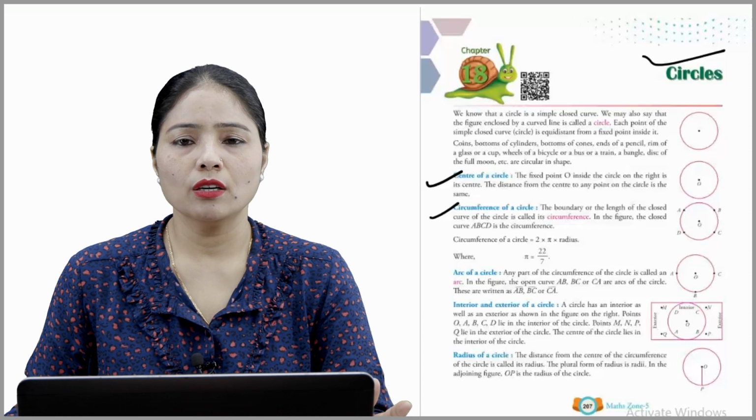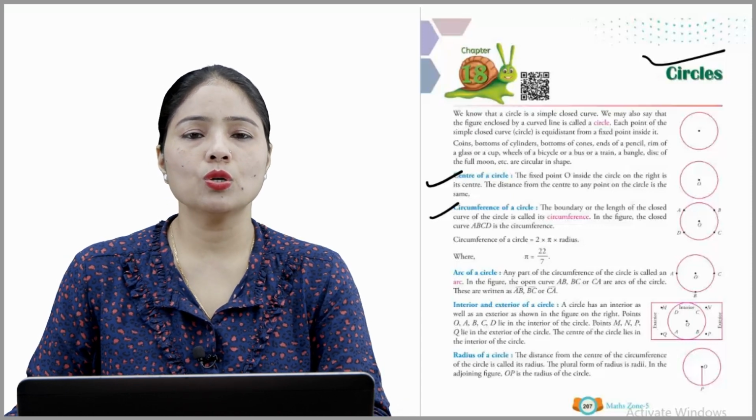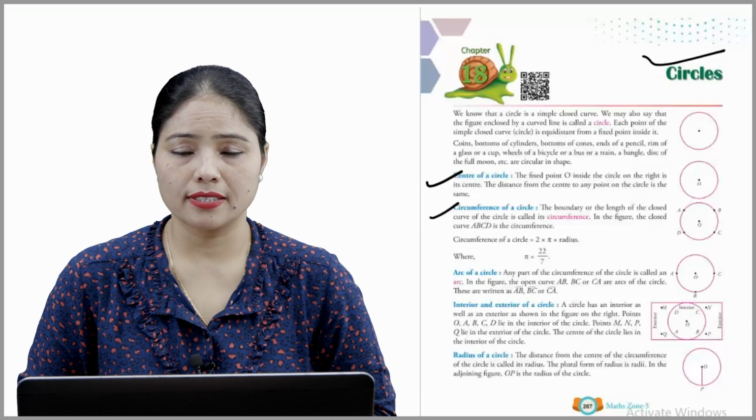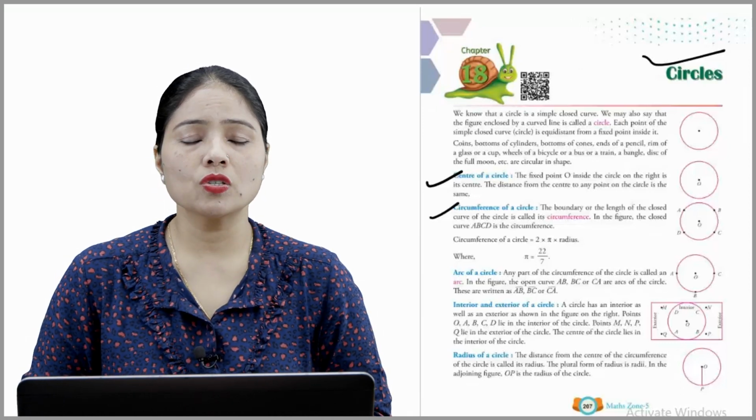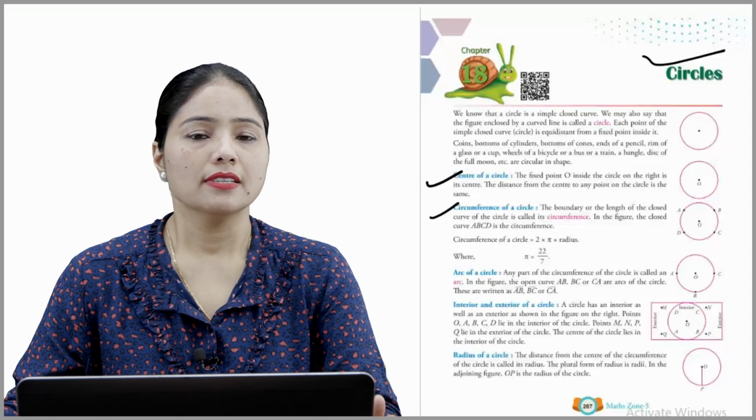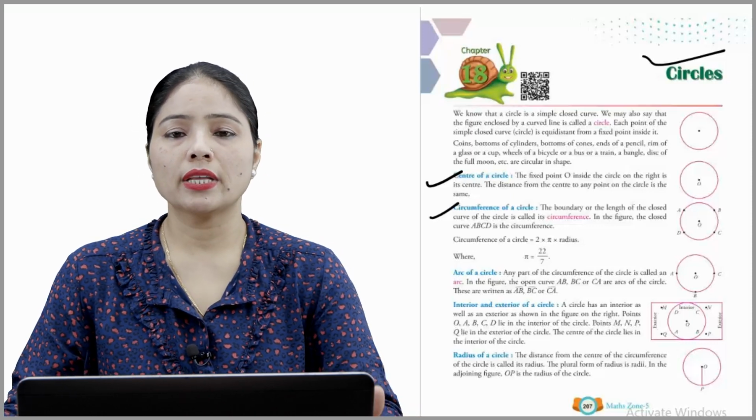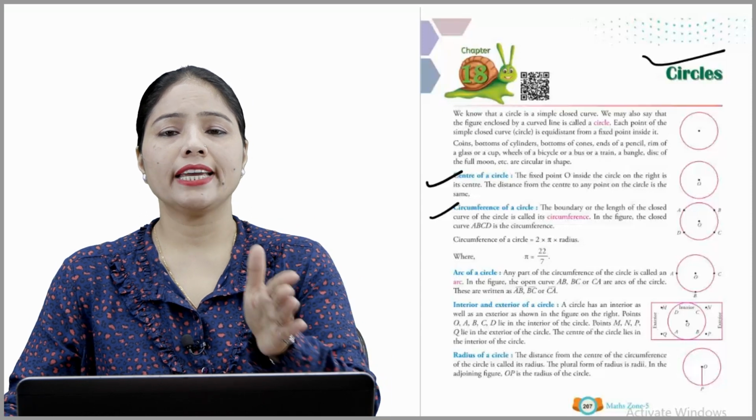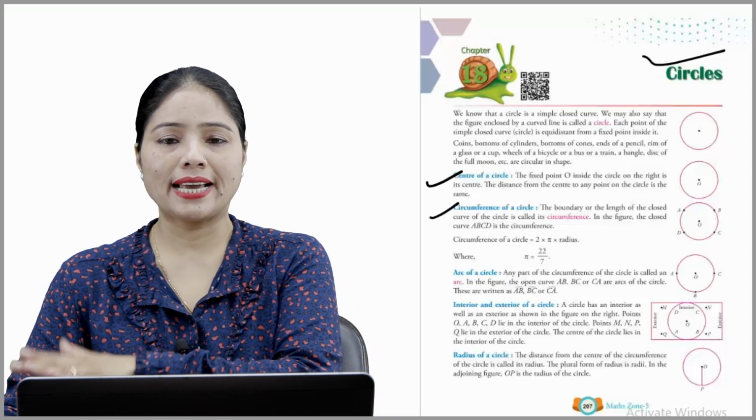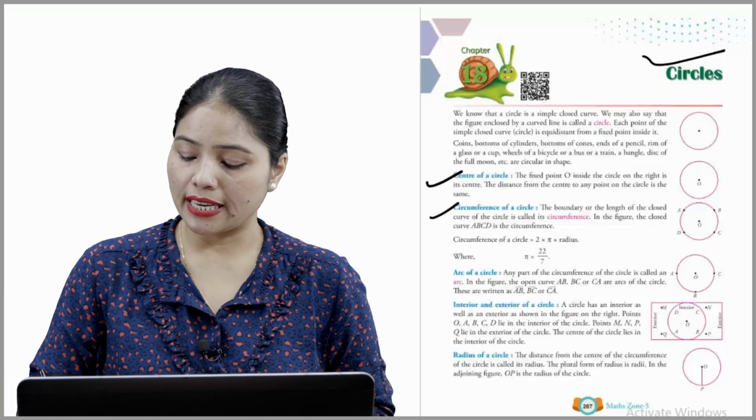The boundary or the length of the closed curve of the circle is called its circumference. In the figure, the closed curve A, B, C, D is the circumference. Circumference of a circle होता है हमारा 2 into pi into radius. So where pi की value है हमारी 22/7. Just remember that term beta.